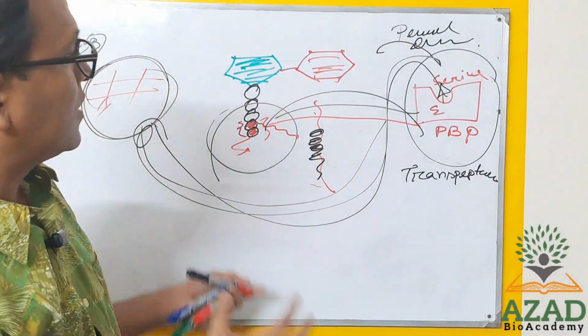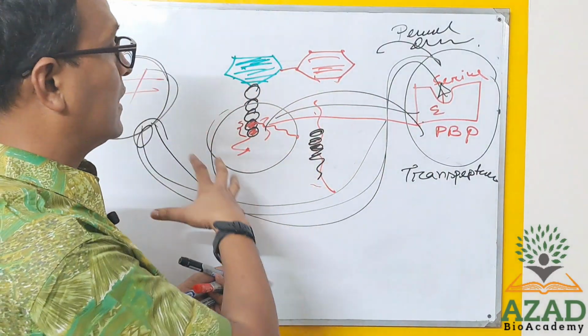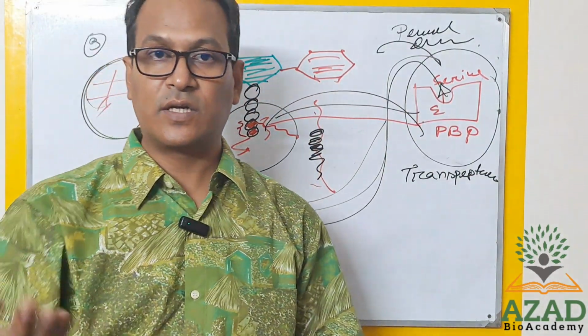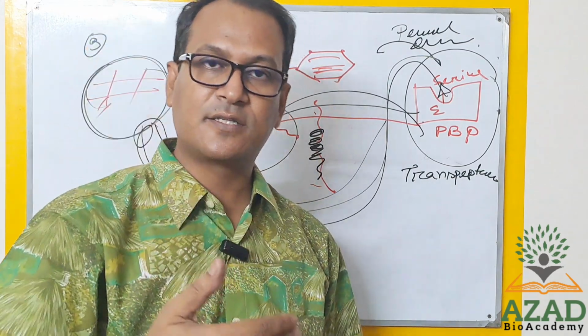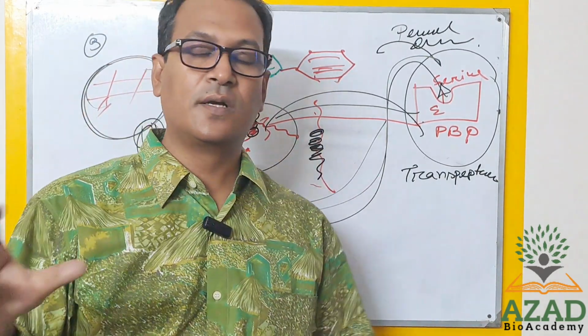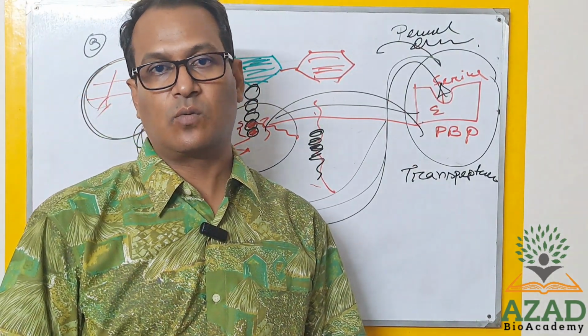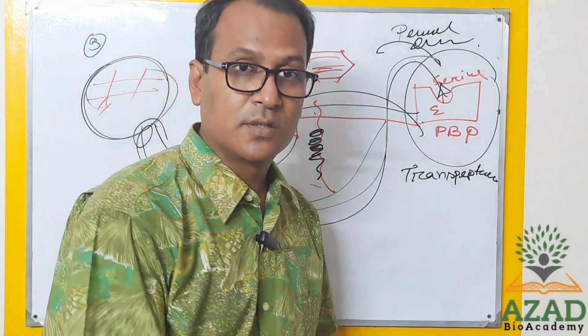So this is all about the mechanism of the antibiotics associated with cell wall synthesis. In the initial stage, the membrane stage, and the outer stage, that is the peptidoglycan or cell wall stage, different types of antibiotics are working. So this is all. Thank you very much.